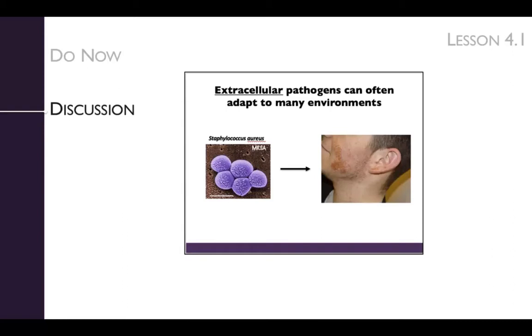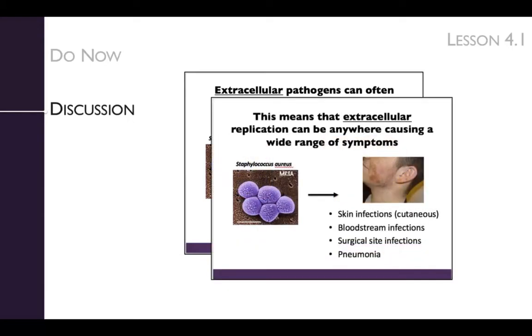Staph aureus is an example of an extracellular pathogen that can survive in many environments. This means that extracellular replication can take place in multiple locations in a host, which leads to a wide range of symptoms. Note that detailed information about Staph aureus can be found in the teacher manual.